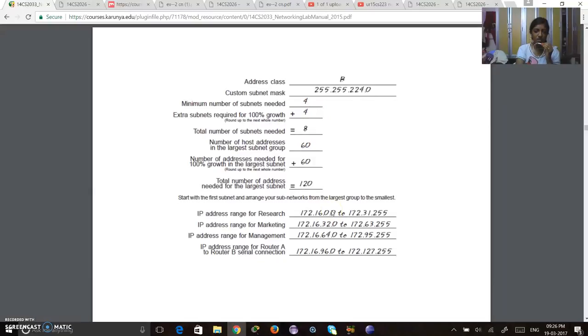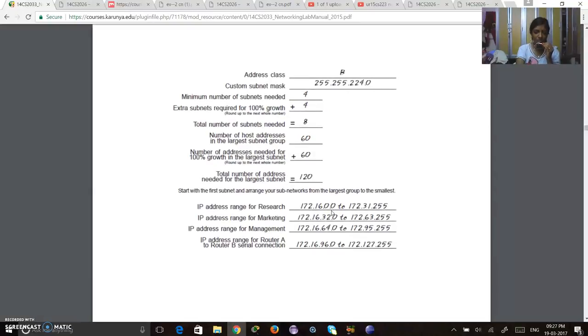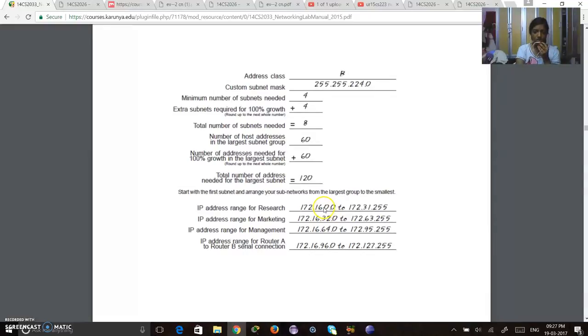This is a class B IP, so the first 2 octets remain the same, and for the next 2 octets we do subnetting. While doing subnetting, we borrow bits from the network part. We have to create 4 subnets, so I borrow 2 bits, and when I convert that into decimal, I get 0 to 31, then 32 to 63, 64 to 95, and 96 to 127, and the last IP of everything is .255.